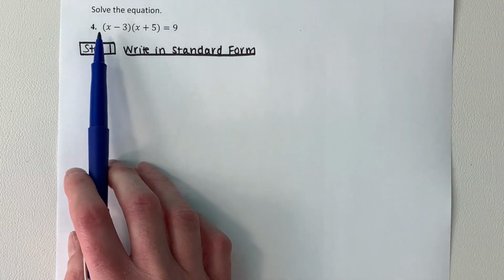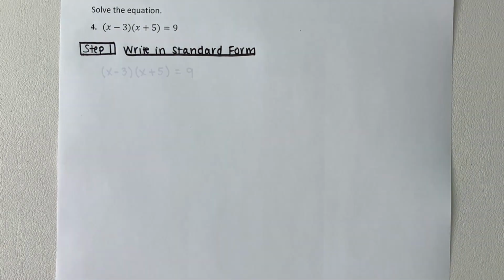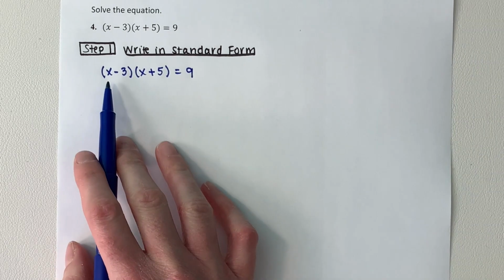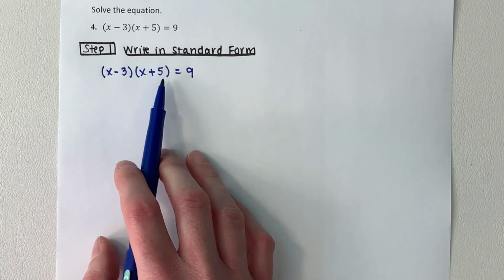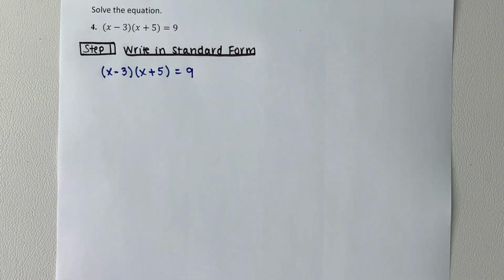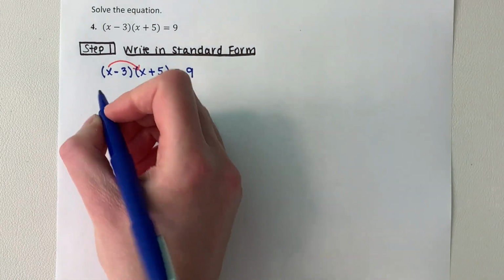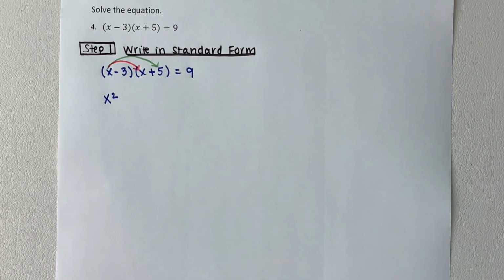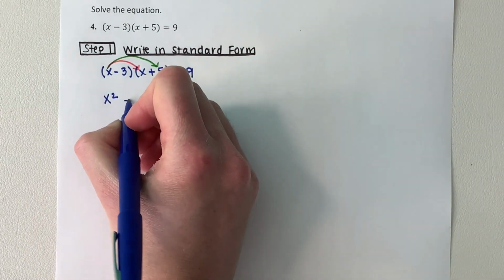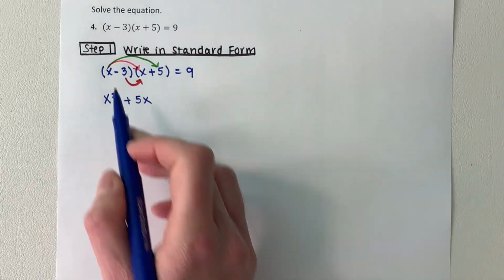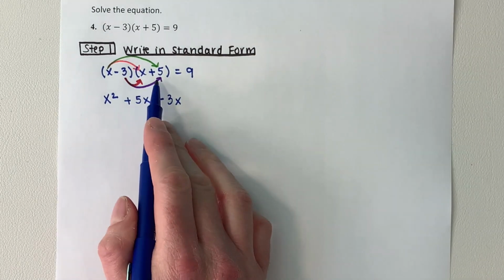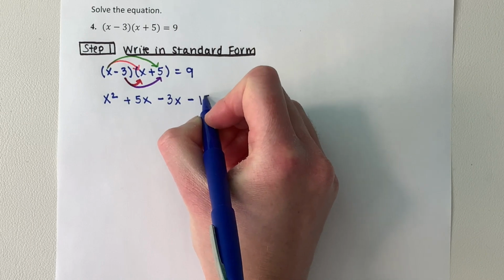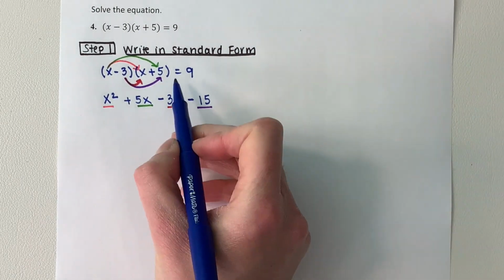I'm going to start by copying this given equation down here. To start, for standard form, we should have no parentheses. So I'm going to FOIL this out in order to get rid of the parentheses. We'll multiply x times x to get x squared, then we'll multiply x times 5 to get a positive 5x. We'll take negative 3 times x to get a negative 3x, and we'll take negative 3 times 5 to get negative 15. Then don't forget the equal 9.